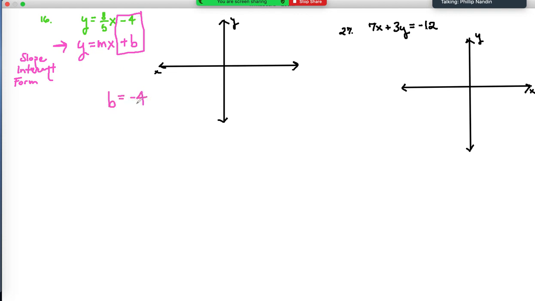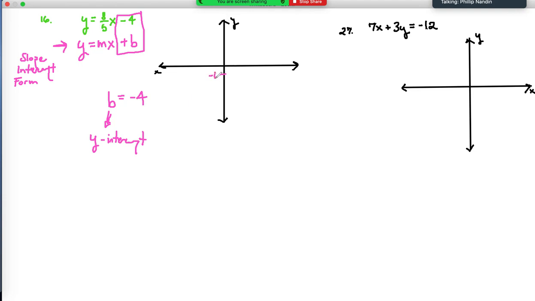Now, what does that mean? That b is -4. How does that help me? How does that relate to its graph? B is the y-intercept. Now, what does that mean? That means that where this line intersects this axis is when y is -4, or when y is b. So where this line hits this axis is at -4.